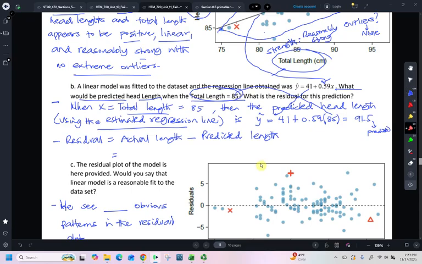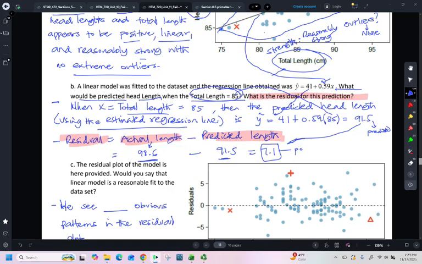The next part of the question says, what is the residual for this prediction? We recall that residual is the actual length minus the predicted length. So in this case, let us assume that we were given the actual length to be 98.6, and what we had predicted using the prediction equation was 91.5. How far off is our prediction from the actual value? That will be about 7.1. Take note, this is a positive residual. When we have a positive residual, it indicates under-prediction.